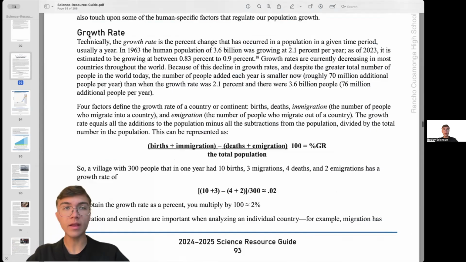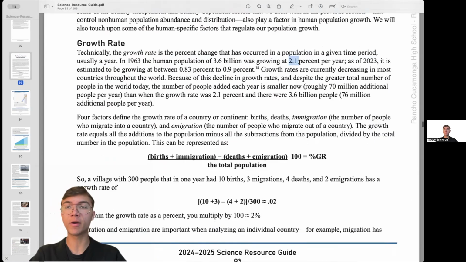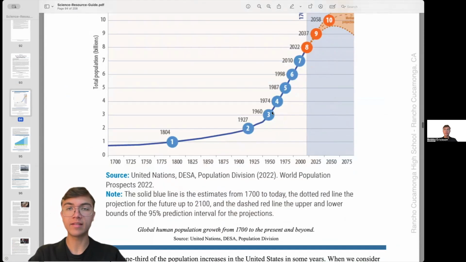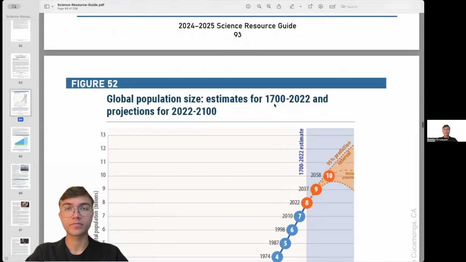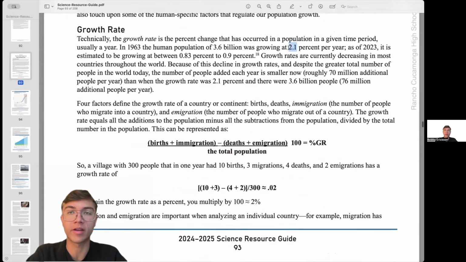So now we get into growth rate. This is how much the population has changed in a given amount of time. For example, in 1963, it was 3.6 billion, and we were growing at 2.1% per year. Notice 1963 is about here. The growth rate is the slope of this line right here. So we can see how fast it was growing, and that was 2.1% per year.